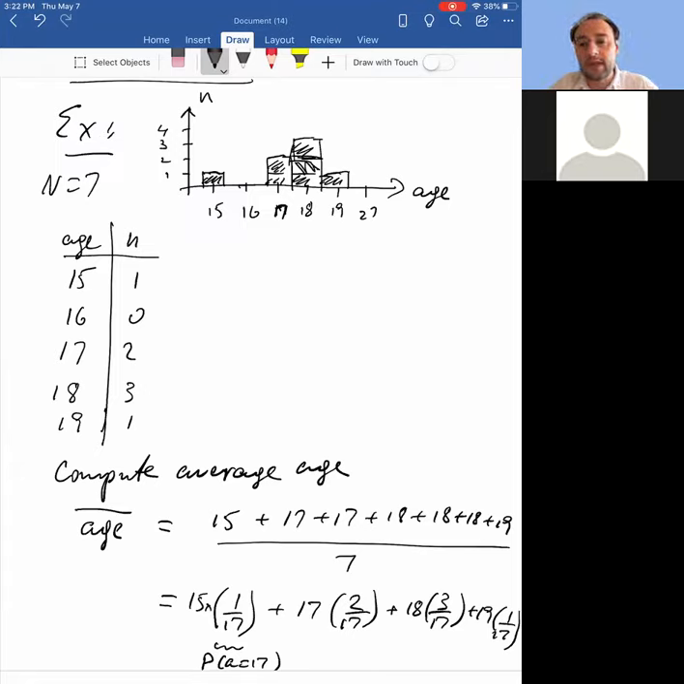What's the probability that if you walk in, you touch a person of age 18? Well, that's 3/7. What does that mean? It means that if you repeat this experiment many times, 3/7 of the times, that's 42.8%. So 42.8% of the time, that person will be aged 18, okay?